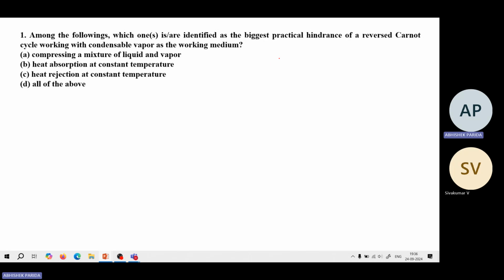So the biggest practical hindrance is what is asked. That is what I referred to. You have to see what the keywords are. First of all, one of the keywords is biggest practical hindrance, and the second is condensable vapor. Condensable vapor means there is a phase change process taking place. Now, when there is a phase change process, we know that inside the dome, the isobaric and isothermal curves will be the same.